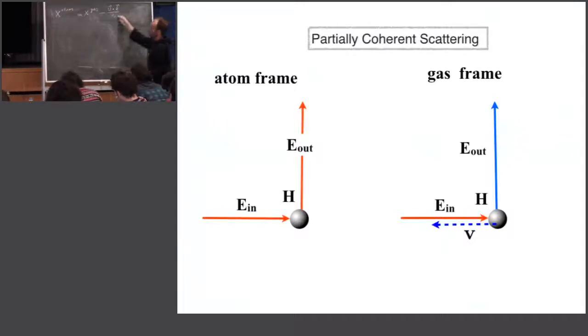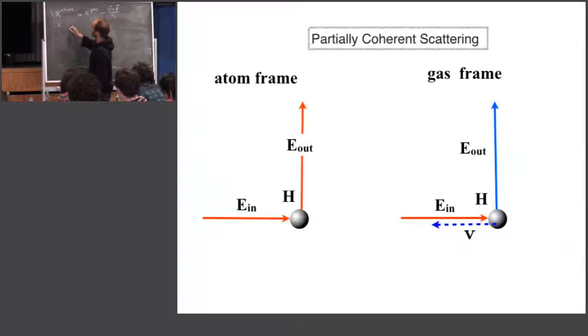Right? And this term comes in because this dimensionless frequency denotes the frequency offset in units of the thermal velocity. Right? So that's why this term is here. In other words, this is dimensionless. We have a velocity here, we must have a velocity here. Otherwise it's not dimensionless anymore. Similarly, if we want to convert from the gas frame to the atom frame, we have the same expression, but we have a plus sign here, right?